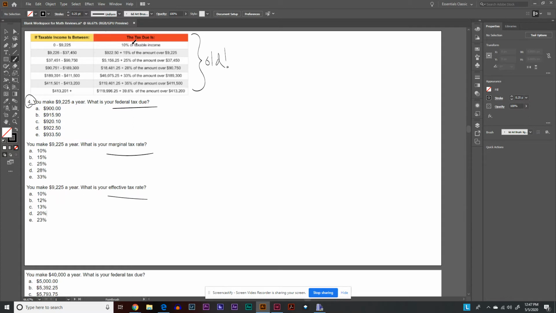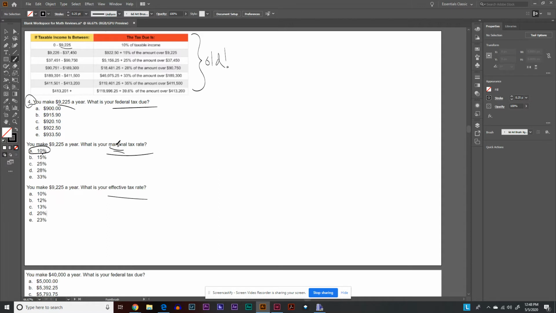First things first, let's think, if we were making $9,225 a year, what would we have to pay in taxes? Well, we notice that the first income bracket, the taxable income, is between $0 a year and $9,225 a year. That's the number that we have right here. And so that means that we are in the 10% tax bracket. Right away, that means that our marginal tax rate is indeed 10%. That is the definition of a marginal tax rate: what tax bracket are you in?